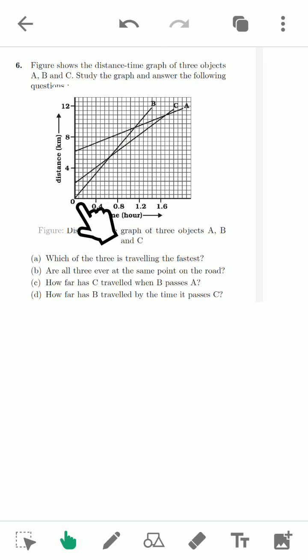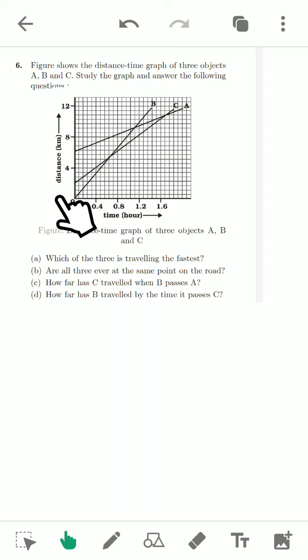See, this graph is given here. This is the B graph. It started from the origin, and the other one, C, started from here. See this one, C, and this is A. The question is, which of the three is traveling the fastest?